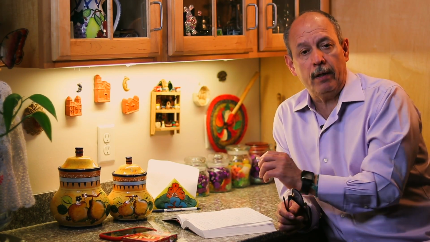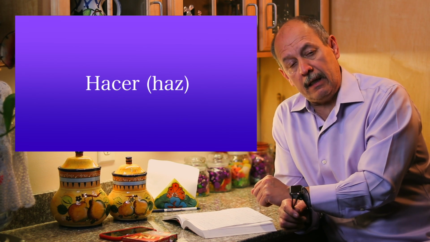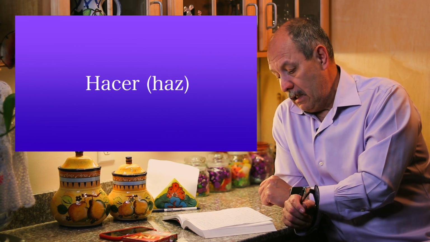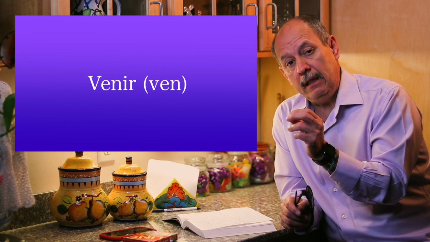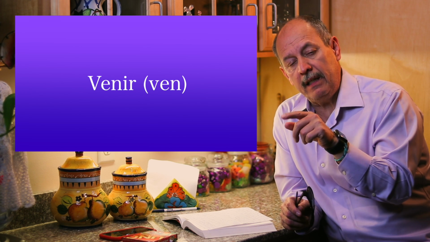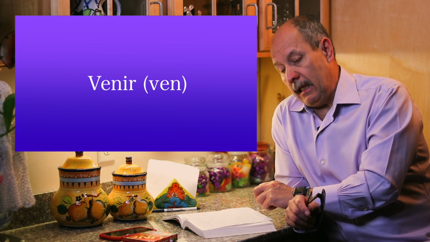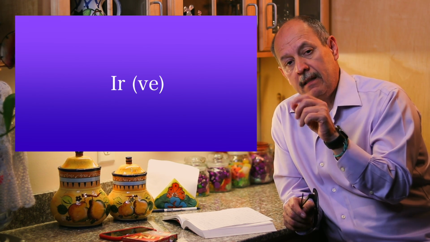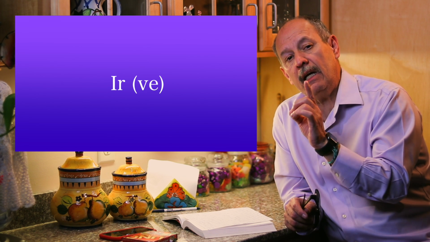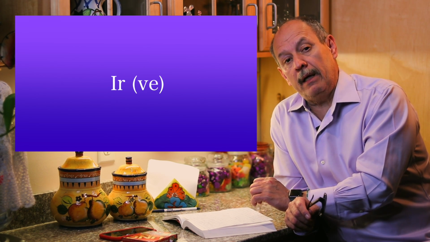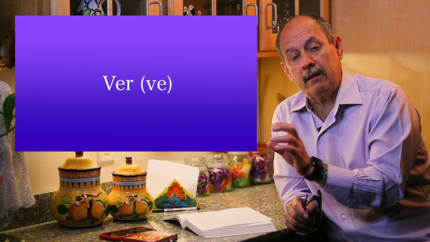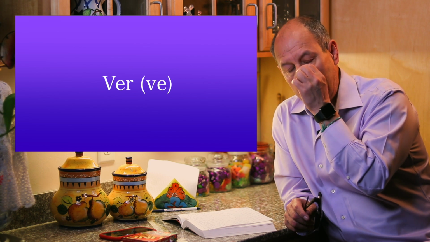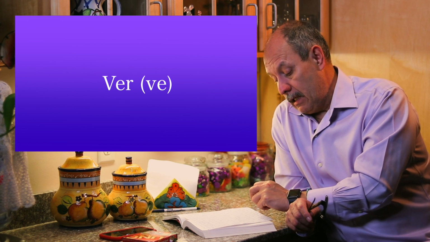Similar to poner and decir, hacer is irregular and is haz, H-A-Z. Venir, that is ven, V, the small v, E-N. Then ir, that is ve, V chica E, exactly like the command of verbo ver. They have the same command, so you have to be careful with that. Only the context will let you know if you are using verbo ir or verbo ver.